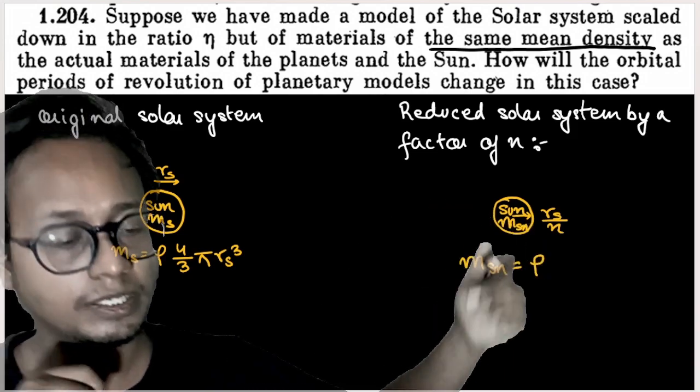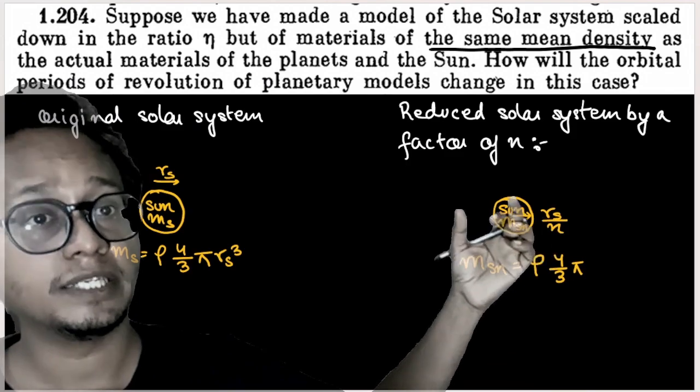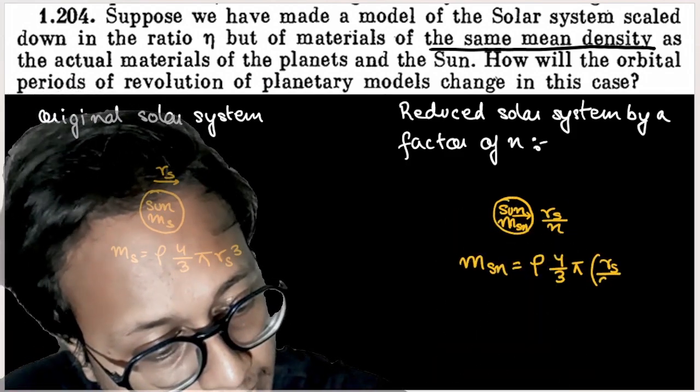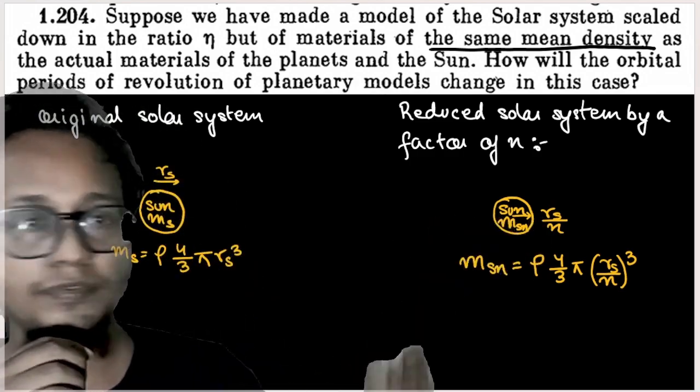So what is the new volume of the sun? New volume is nothing but 4/3 pi into the new radius of the sun cubed. And the new radius of the sun is nothing but Rs by n. Okay, Rs by n whole cube. And why is that? Because it is being scaled down by a factor of n.